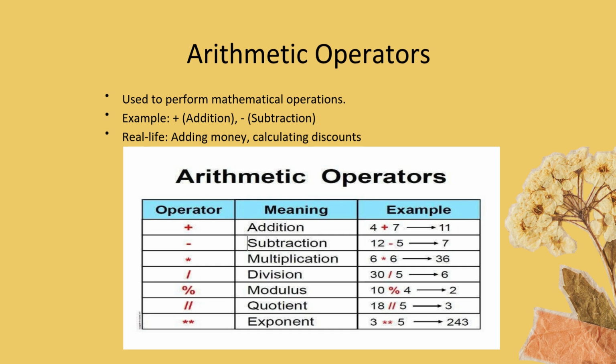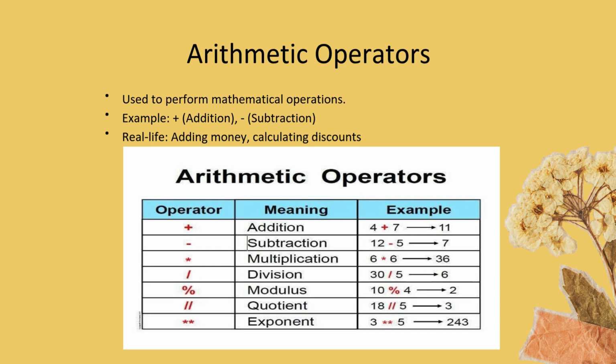Now comes division. This gives you the result as a decimal even if both numbers are integers. For example, dividing 5 by 2 will give you 2.5. But what if you only want the whole number part of a division, ignoring the decimal? That's where floor division comes in. It divides and truncates the decimal part, returning only the integer value.